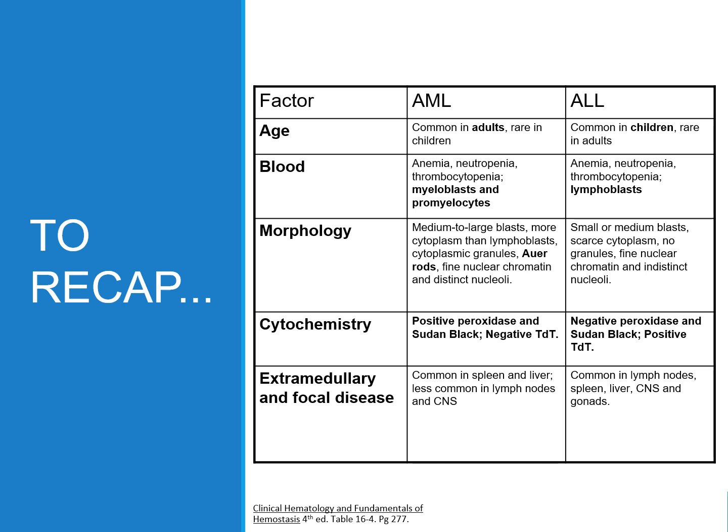Extramedullary and focal disease. So in AML it's going to be common in the spleen and liver, but less common in the lymph nodes and central nervous system. And we are also going to see in ALL common involvement of lymph nodes, spleen, liver, CNS, and gonads. So those are going to be kind of opposite in terms of AML versus ALL.